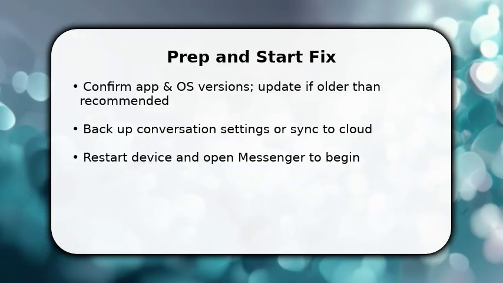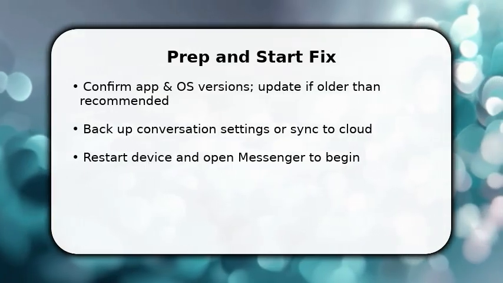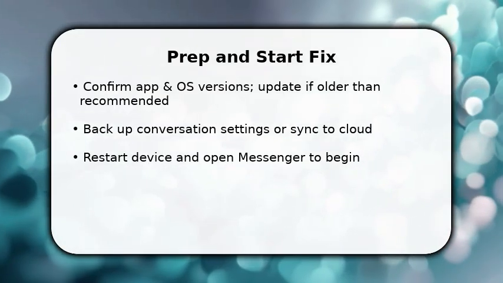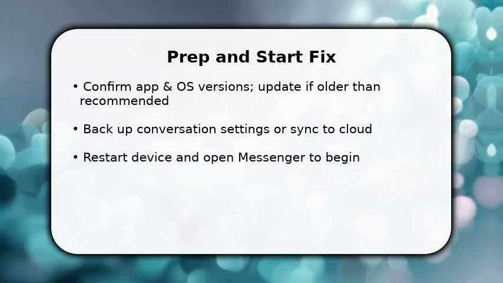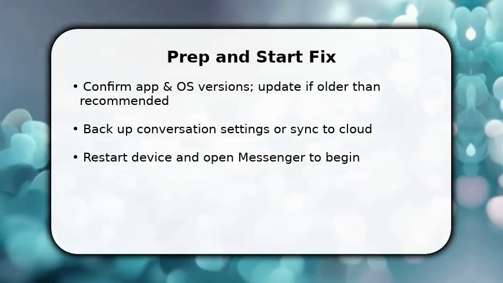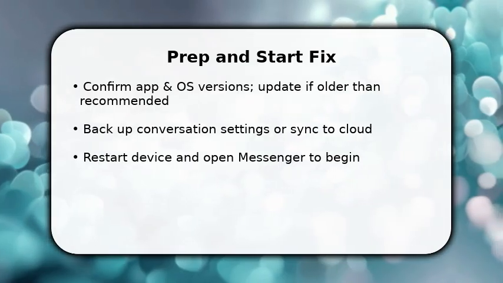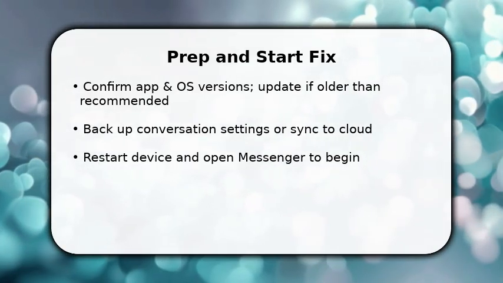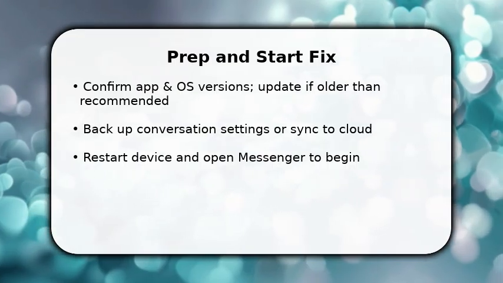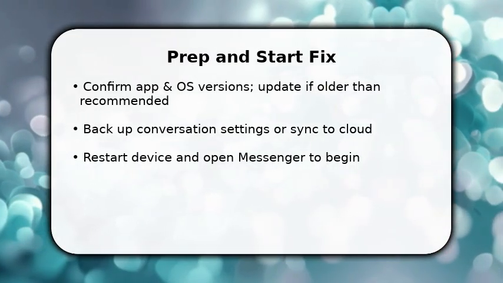You'll start by confirming versions so you don't chase a ghost bug. Update Messenger and your OS now. Outdated builds cause theme failures. Once done, back up or sync your settings to preserve custom themes. Restart the device to clear transient glitches and then open Messenger. You're ready to access the AI theme controls.